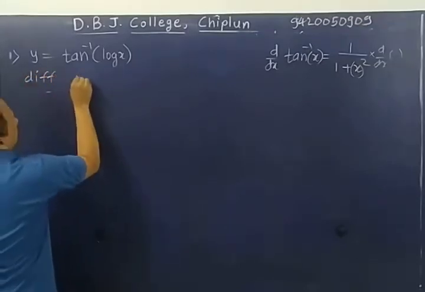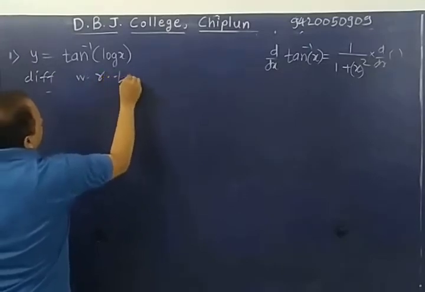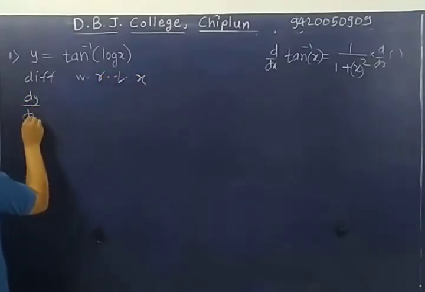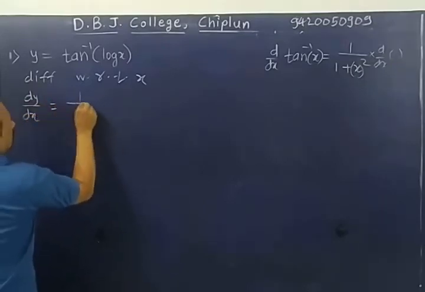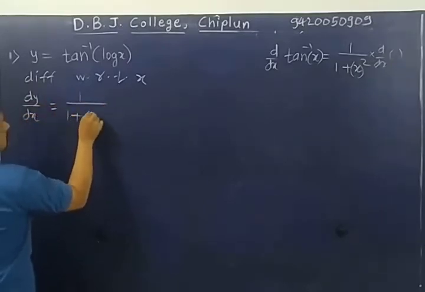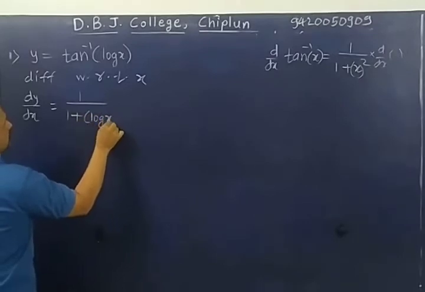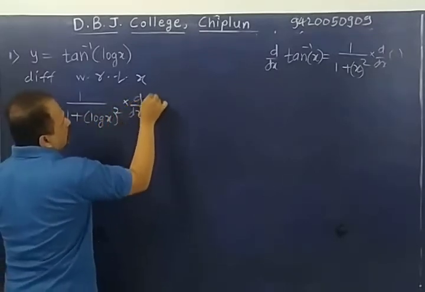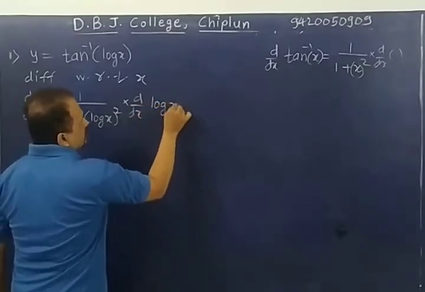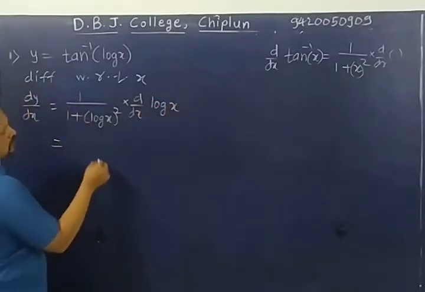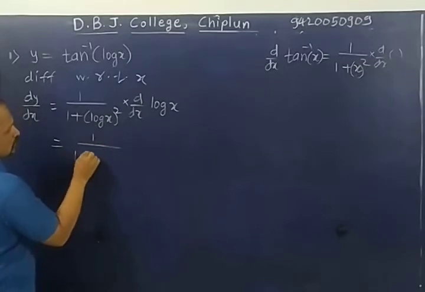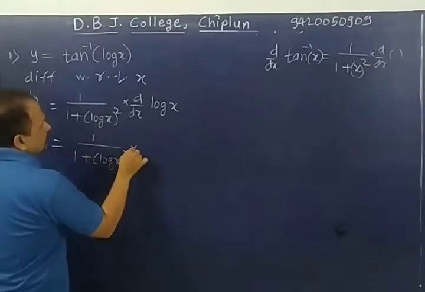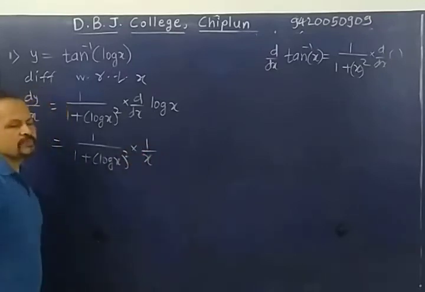Differentiating with respect to x, dy by dx is equal to 1 upon 1 plus (log x) bracket square into d by dx of log x, equal to 1 upon 1 plus (log x) bracket square into 1 upon x.